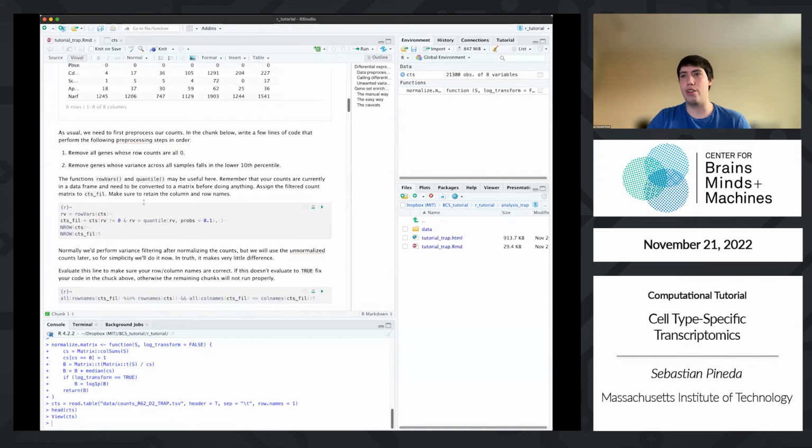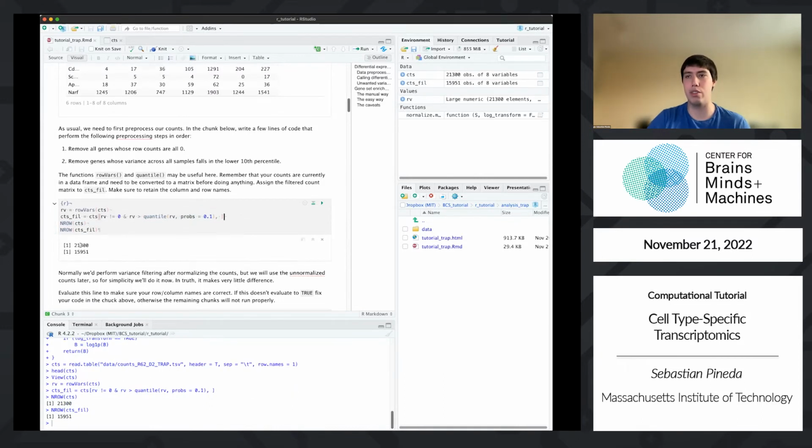So the first thing we're going to do is remove the features that are not present, or the features that are so lowly expressed that we can't actually do anything with them. So I'm going to remove everything that has a variance of 0 and everything whose variance falls in the lower 10th percentile. And then I'm going to show you how many genes we filter out. We aligned to a transcriptome containing 21,300 genes, and we're left with 15,591.